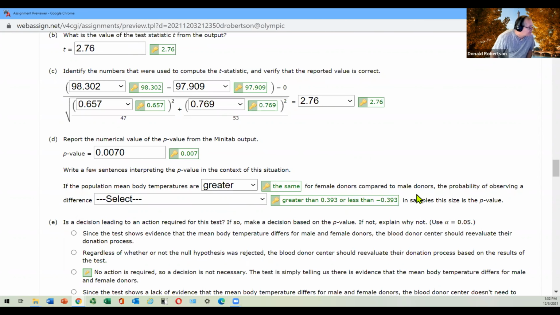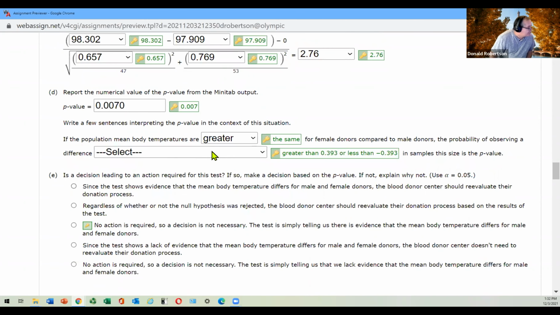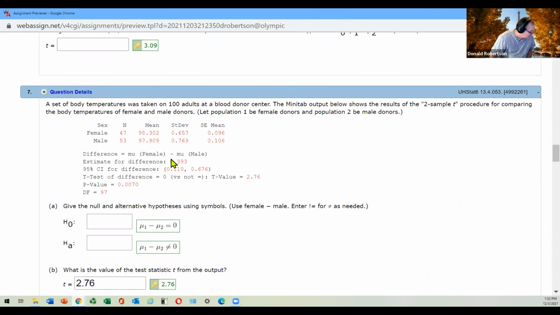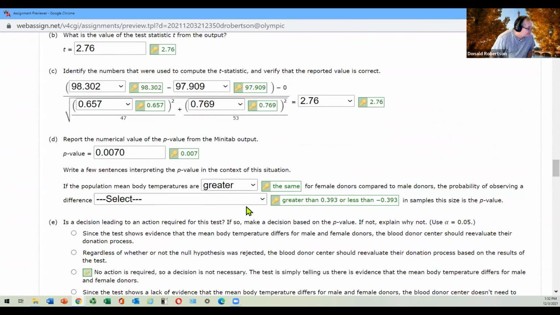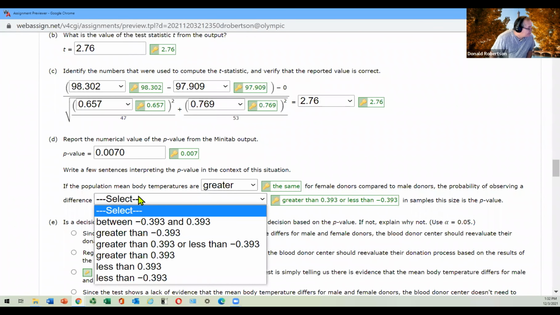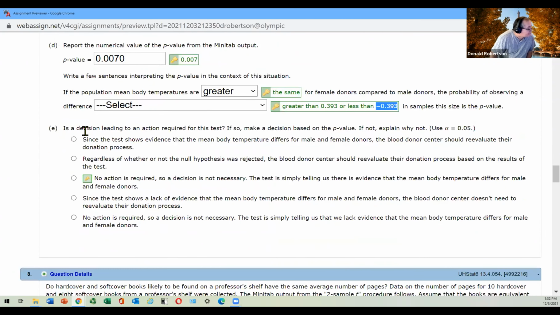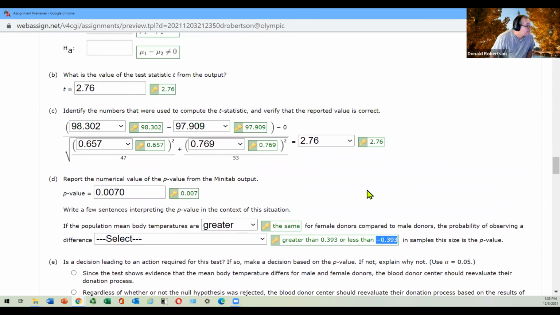What an annoying question. And just to finish with then, if you're wondering where the 0.393 came from, it came from here, that one. And they're asking, what is the difference between the two? And if the difference between them is bigger than that or less than that, it would be significant. And it says, does this require any action? Which is kind of weird, but no actions are required. All we're doing is testing it. We're just saying whether it is or not.